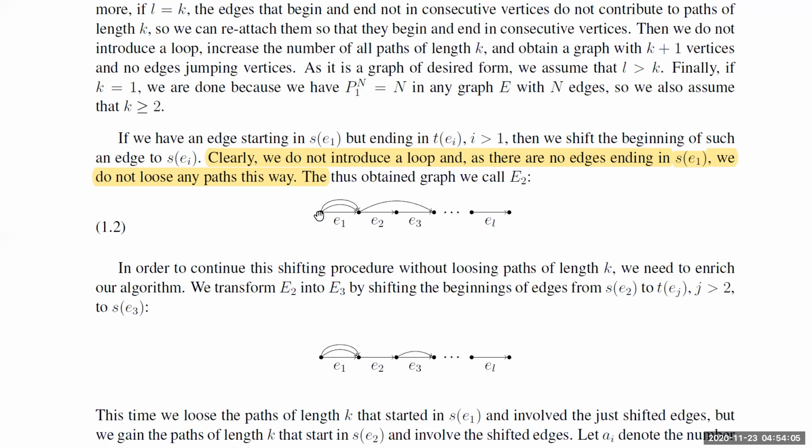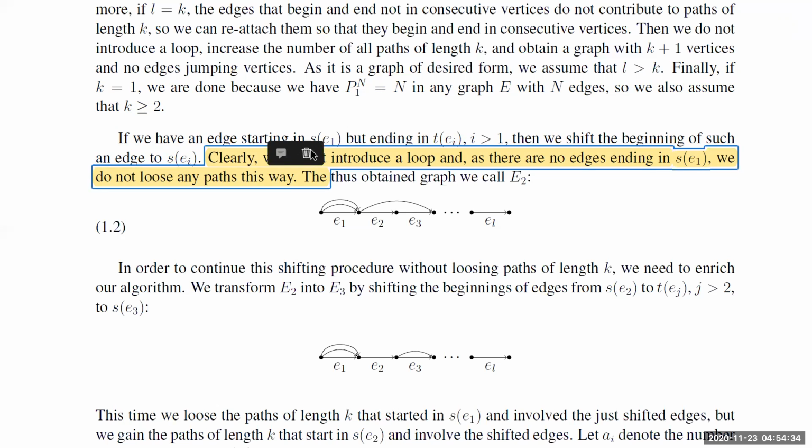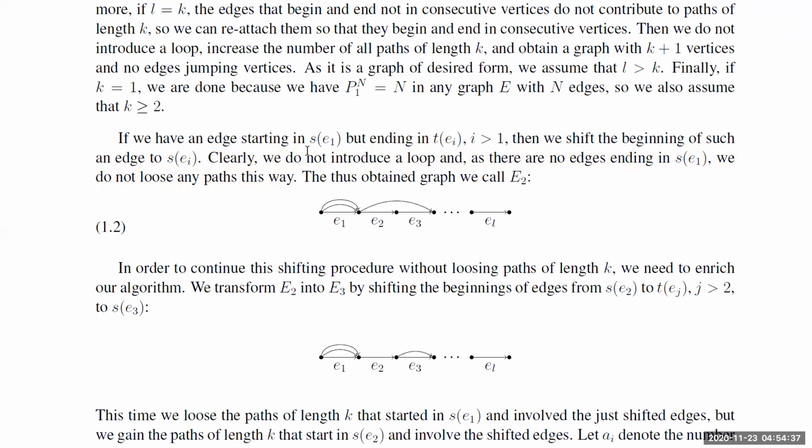Right, because if we have a jumping edge starting at the first vertex, and we move its beginning somewhere, we have not lost any path, because this jumping edge, if it is part of any path, is the first edge of that path. So by shifting its beginning farther down, we have not lost this path. This path now looks different. It begins somewhere else, but it still exists. We have not deleted it. Okay. So we do not decrease the number of all paths of length k. We do not introduce a loop, and we do not decrease the number of edges. And we call the thus obtained graph E2. And this is how it looks.